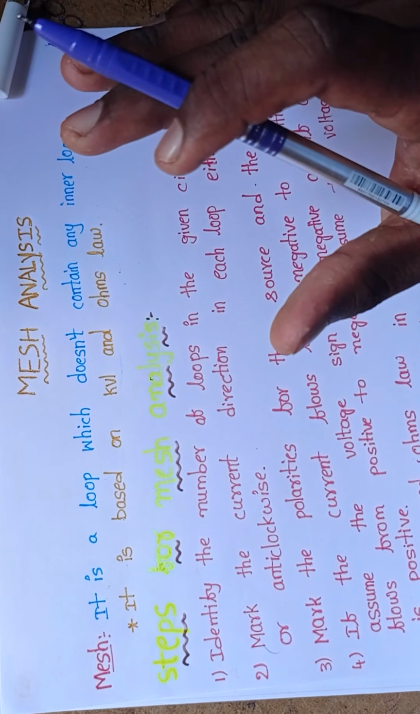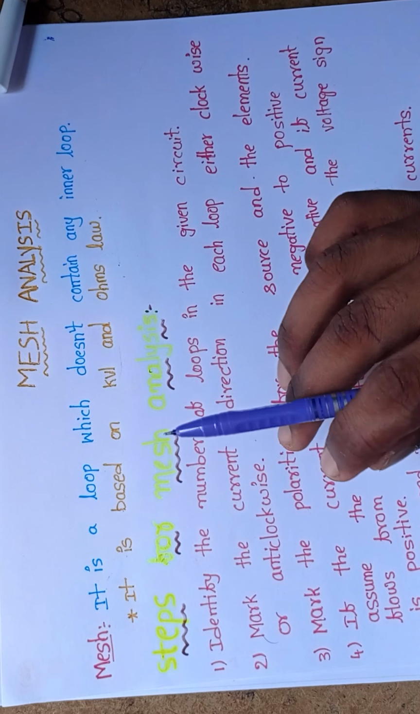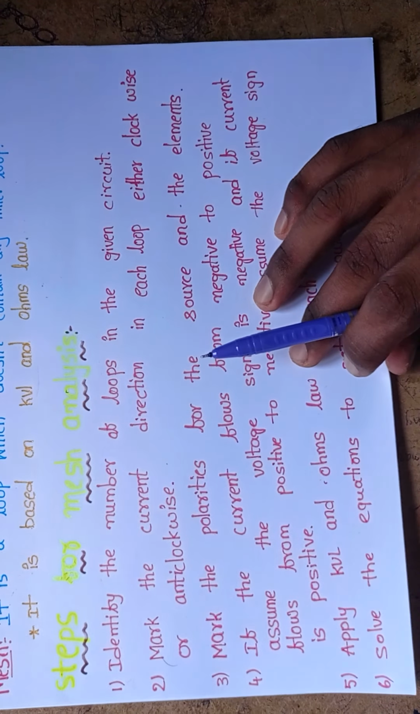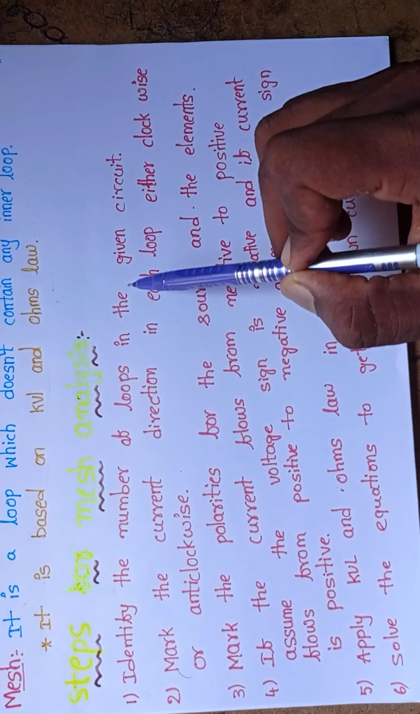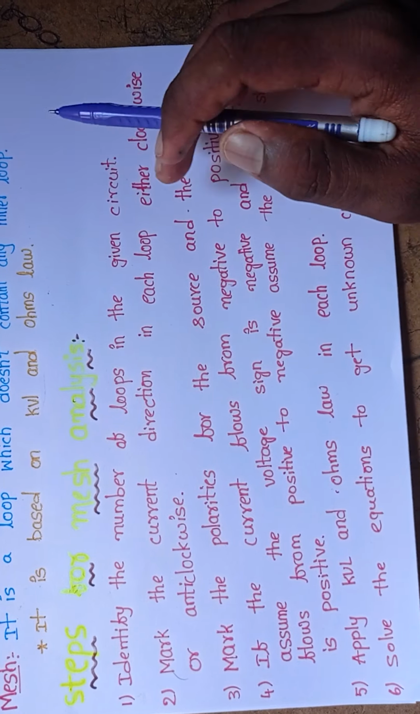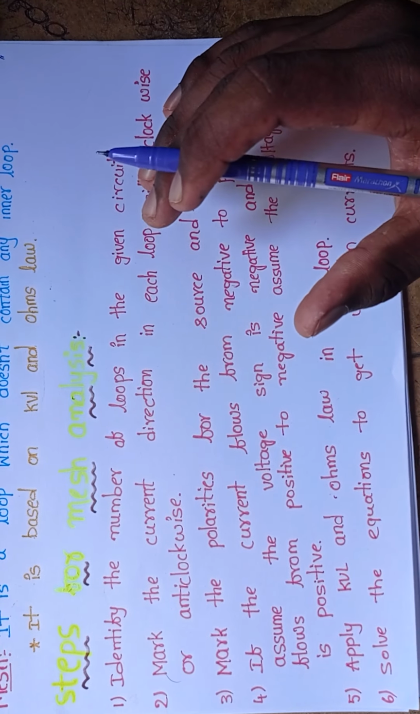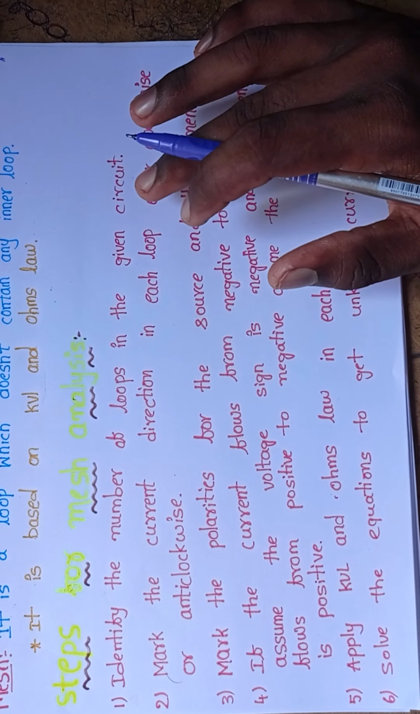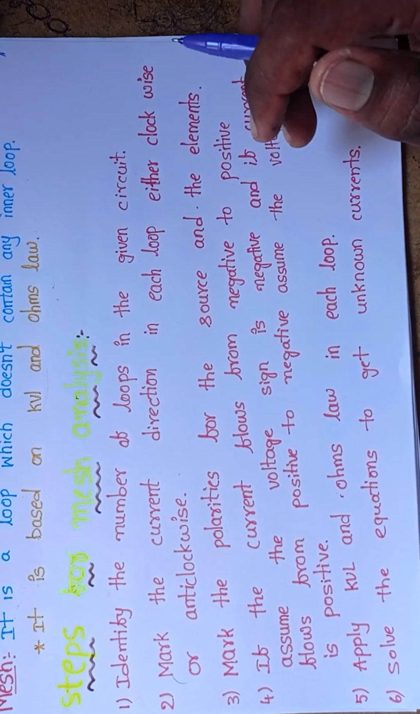There are some steps to find the unknown currents using mesh analysis. These are the 6 steps in mesh analysis. Let's see these steps one by one. First step, identify the number of loops in a given circuit. We have a circuit, then identify the different loops present in it. The first step is to identify the number of loops in a circuit.